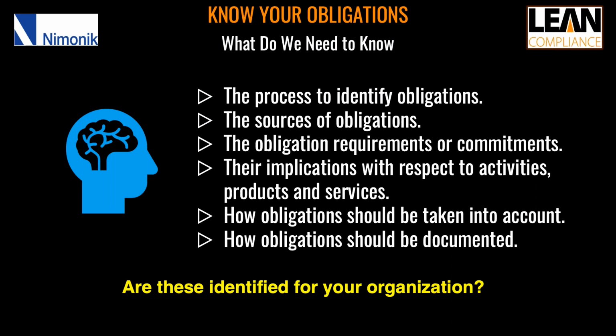So what have we learned so far? That's going to help Carl out, maybe yourself as well. What have we learned to help us understand what information we need to know? So we need to know the process that we have to identify obligations, make sure that we haven't missed any. We need to know what the sources of those obligations are. We need to know where to look. We need to make sure they include both requirements as well as commitments. We also need to know what the implications of those obligations are on our business and how we're going to take that into account. And we need to know how we're going to document all this.